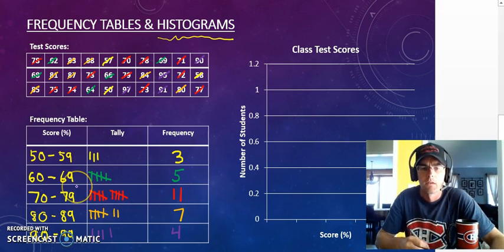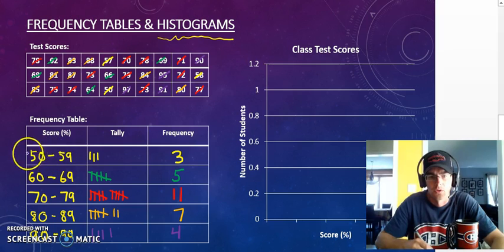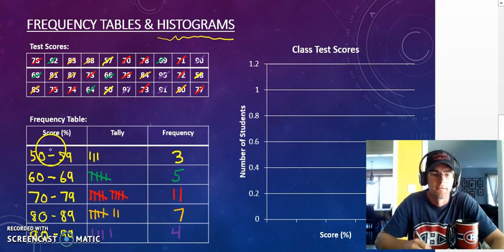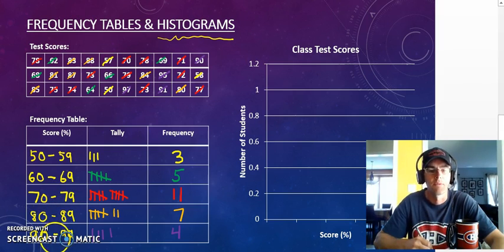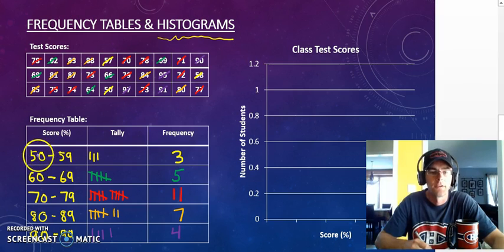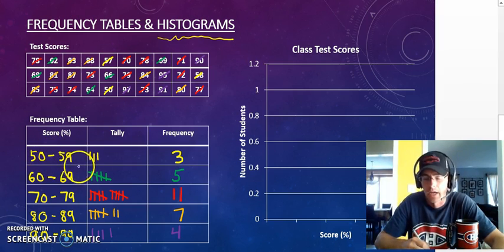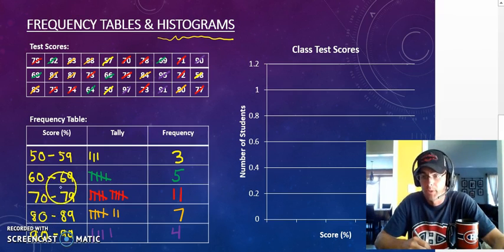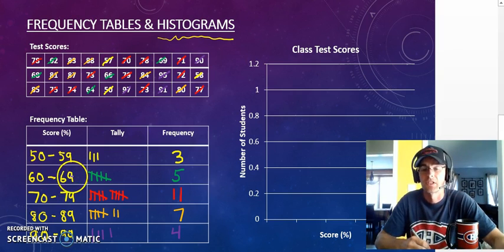Now, the more you group them together, so the larger the groupings are, the more general your data becomes. So let's say 50 to 59 is a D, 60 to 69 is a C, and so on, 80 to 89 is an A plus. Well, what if you want to know more specific data, let's say C pluses? You can group them up: 50 to 54, then 55 to 59, then 60 to 64, then 65 to 69. You have more groupings, and your data becomes a little bit more specific.